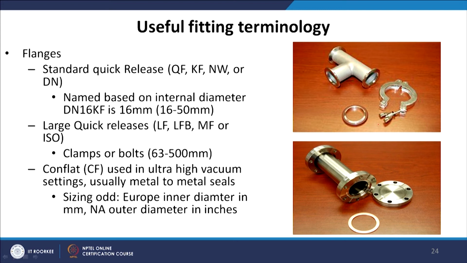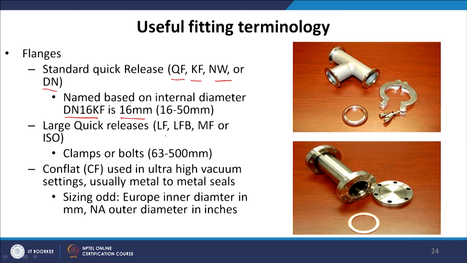Now, flanges can be standard quick release. There are different commercial names for them like QF, KF, NW or DN. So, whenever you see this kind of code, basically they are standard quick release flanges, named based on the internal diameter. So, for example, if I have a DN 16 KF, that is actually a 16 millimeter diameter flange.